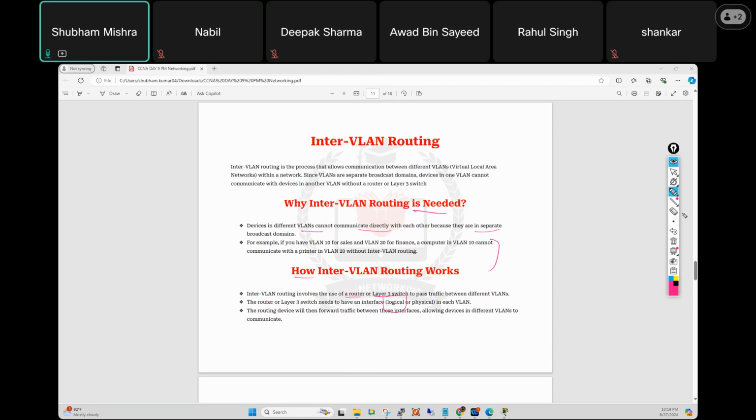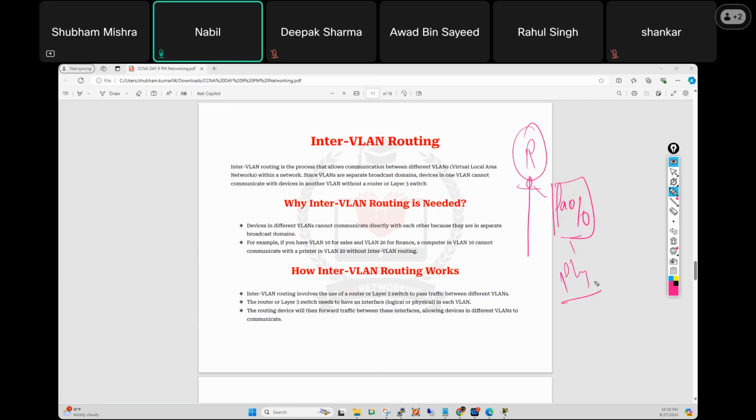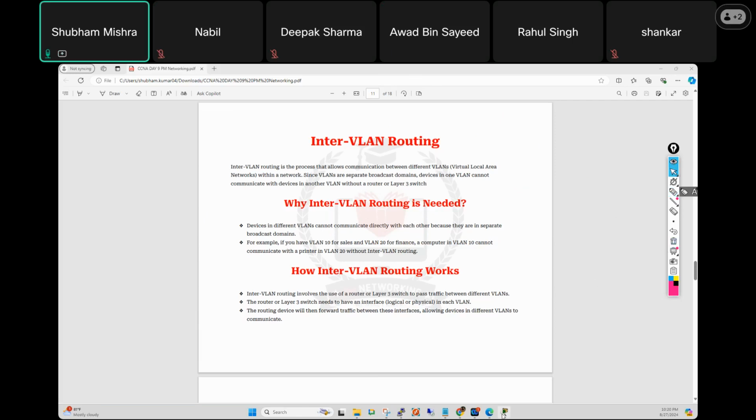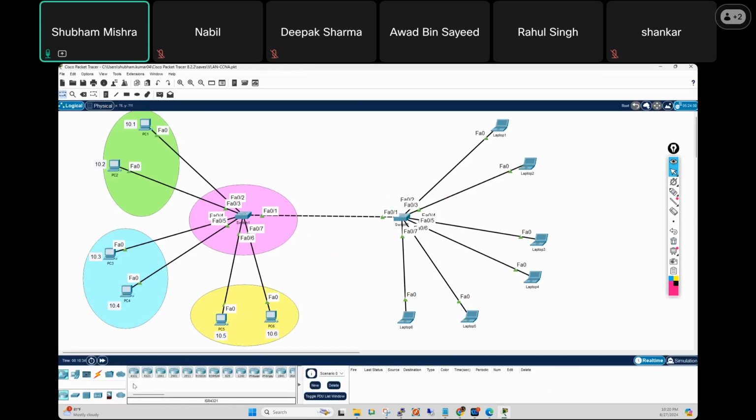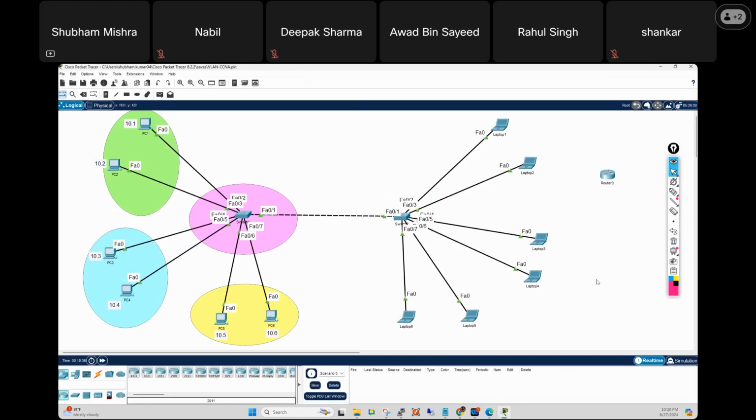Logical means, if you use the router, for example, the name of this interface is FastEthernet 0/0. It means this interface is physically available. Yes or no? Tell me. This interface is physically available. Try to understand what I'm trying to say. Let's suppose I pick one router here and I connect one PC here like this.